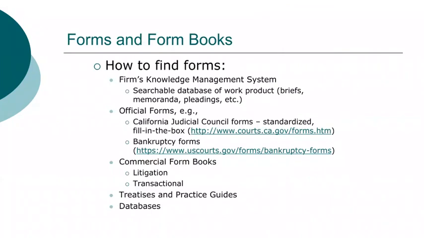So let's take a look at the California forms of pleading and practice in a minute. Some of the other ways that you might find forms: if you work at a firm that is large enough to have a knowledge management system, which are these searchable databases of work products that other people have produced in the past. The California Judicial Council does have standardized fill-in-the-box forms. Unlike the jury instructions, which are really helpful, these are just the blank forms. So you probably will want to use a commercial form book, or you'll also find sample forms sometimes in treatises, practice guides. We're already kind of seeing that as we've gone through.